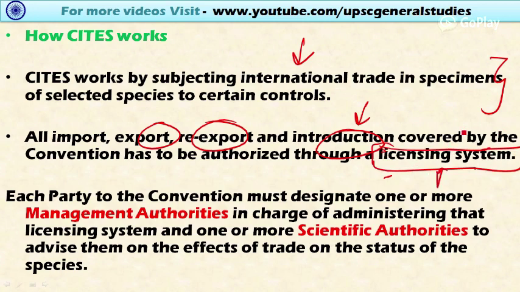international trade. Each party to the convention must designate one or more management authorities. That means each signatory country must designate a national management authority in the form of an institution in charge of administering the licensing system. This management authority must provide licensing for international trade in certain plant and animal species. And another institution, called the scientific authority, must be established by the same country to advise the management authority on the status of the species in international trade. That is, the management authority provides licenses for trading, and the scientific authority provides advice to the management authority, and both must be established by the member countries according to the convention.